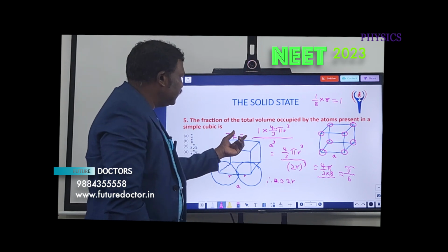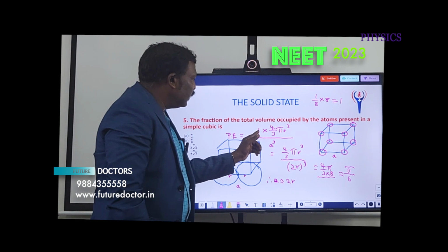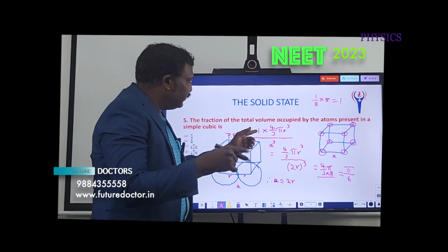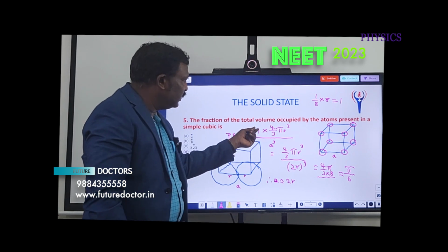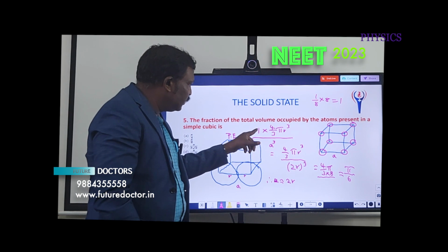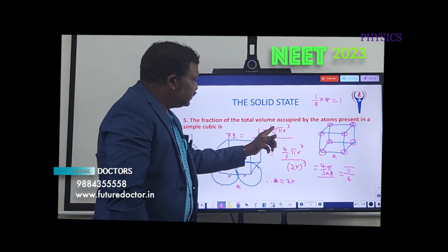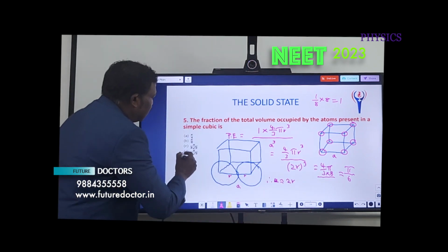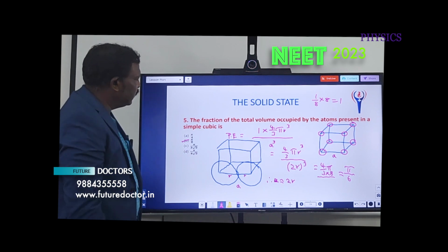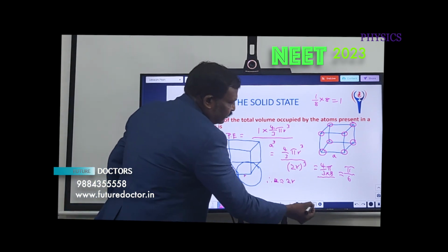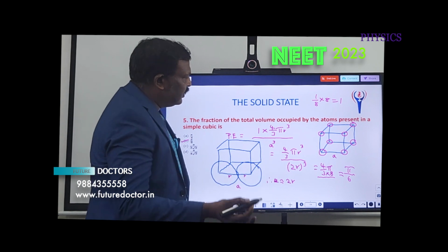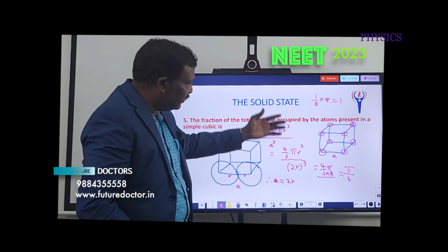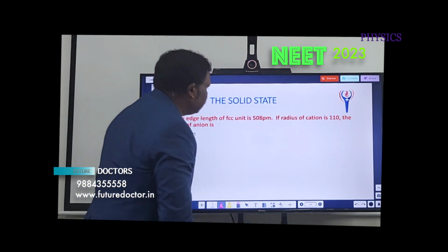So packing efficiency is nothing but volume occupied by atoms over the volume of the unit cell. Why I put 1: for simple cubic, atoms per unit cell is 1. For face centered you put 4, for body centered you put 2. If we simplify, the answer is pi by 6. Are you following? A small derivation will be there. All the derivations for simple cubic, face centered and body centered you should remember. Okay, next one.